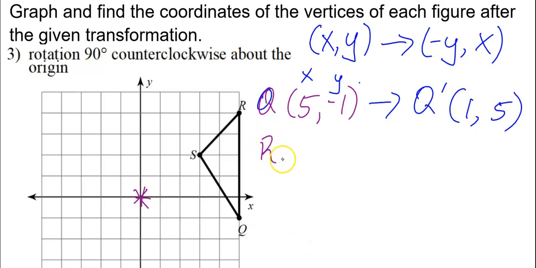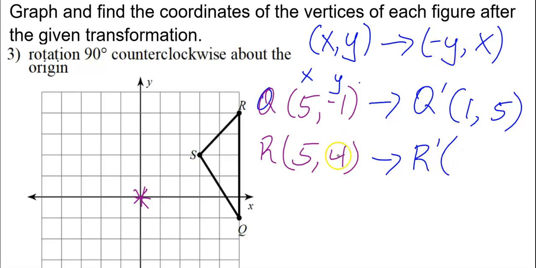Let's do R. R is 1, 2, 3, 4, 5 right, 1, 2, 3, 4 up, 5 right, 4 up. To map that onto R prime, write the Y value first. Start with negative Y. That means change the sign. Write the X value second. Boom.